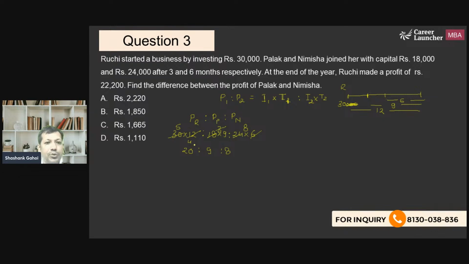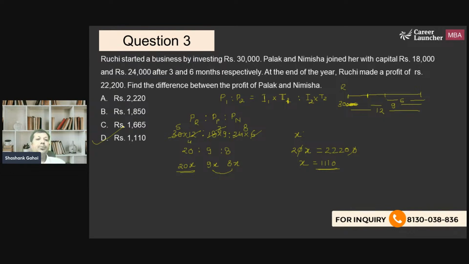Okay. So what is the profit amount of Ruchi? So basically let's call it 20x, let's call it 9x, let's call it 8x. So what is the difference between Palak and Nimisha's profit? That is x rupees. What is the profit amount of Ruchi? That is 20x, and that is given to us. That is 22,200. And what question is asking us? What is the value of x? I can directly calculate. So that comes out to be 1110. So the difference between the profit of Palak and Nimisha is x, and that is equal to 1110. And that's the answer of this question.